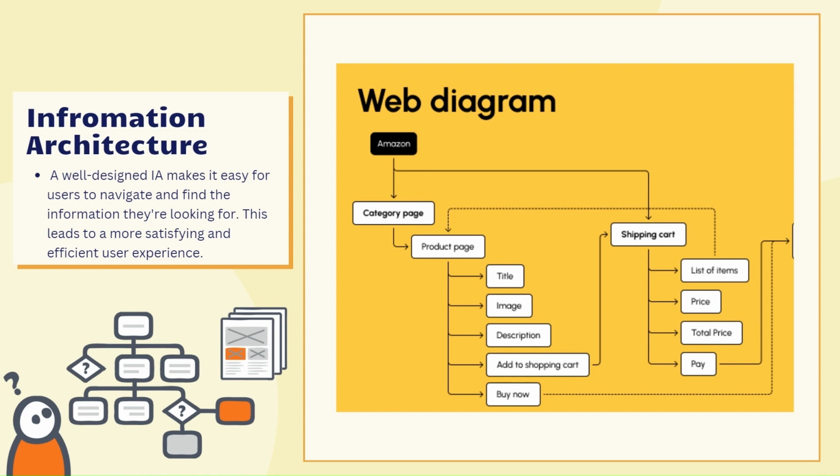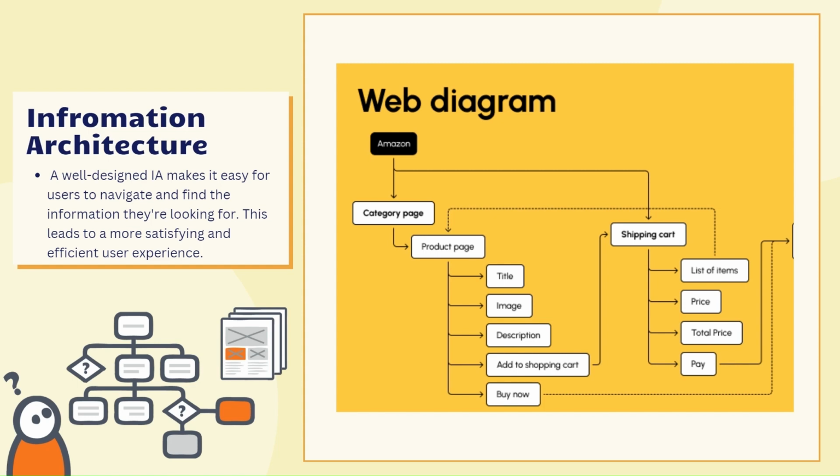So information architecture, as I mentioned, is how an app has to be designed. Every piece of information is given in the information architecture, like what buttons to be given, what categories to be given, everything is under information architecture. And a well-designed information architecture makes it easy for users to navigate and find what they are looking for. This leads to a more satisfying and efficient user experience, which is what we want to accomplish by designing, right?